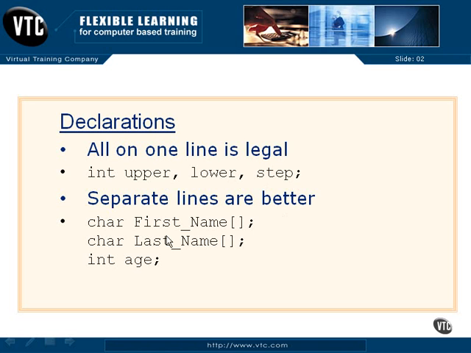It is better coding practice in C to use separate lines. Here we have a character first name, which is an array that we'll see a little later with the brackets. So we have a number of characters put together there. We haven't said how many yet, but we're just getting set to be able to do that. And here's a character last name, another array. Here's an integer age. Again, no initialization, just declaration of the variable.